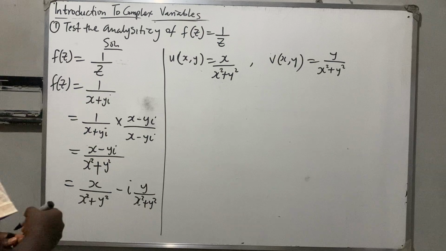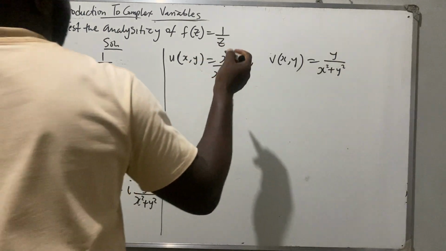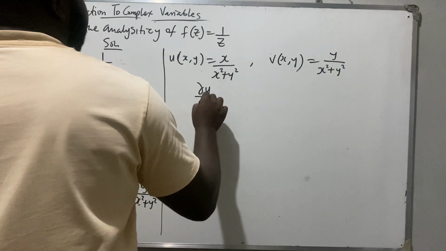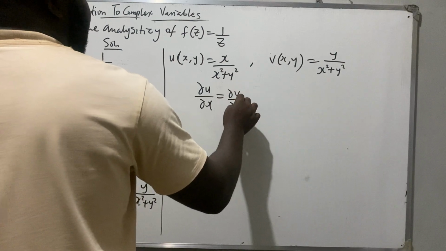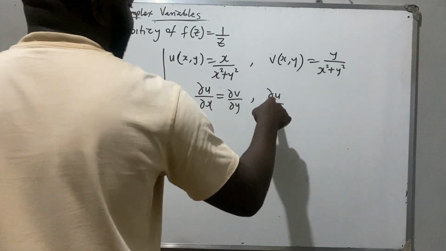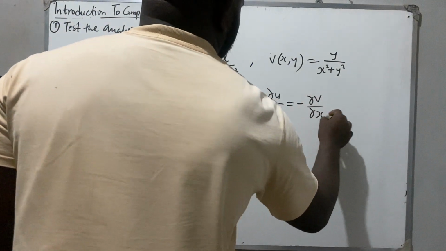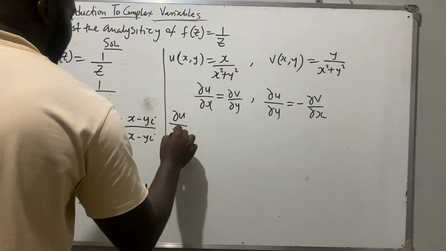Okay, so now the next thing we are going to do is to get our partial derivatives, then we are done. So we write out the formula. Our formula is always that partial u over partial x, the normal one, will be equal to partial v over partial y, normal one. But partial u over partial y, abnormal, will be negative partial v over partial x, abnormal.